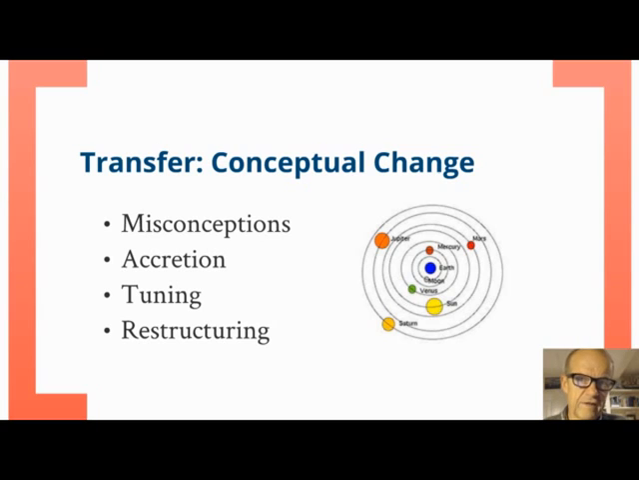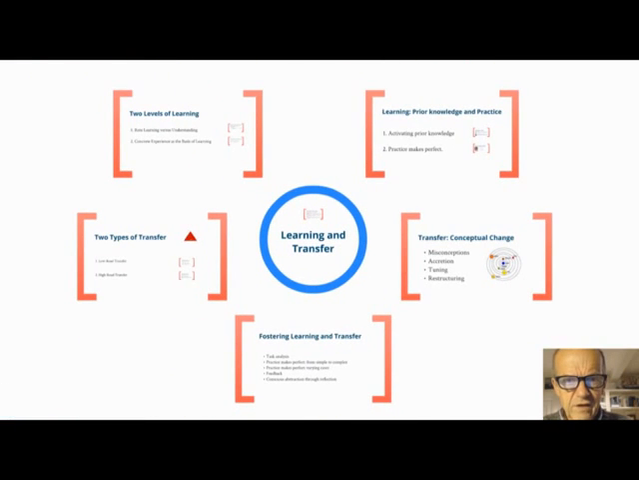Okay, so now we have discussed learning phenomena, we have discussed transfer phenomena, and we are able to move on to the last unit, which is a sort of collection of guidelines how to foster learning and transfer.